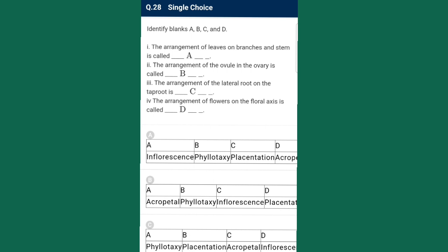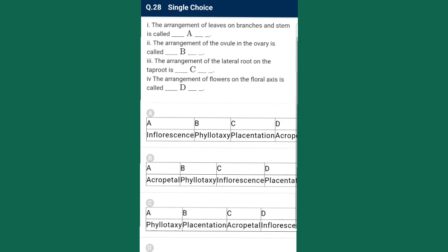See the third one. The arrangement of lateral roots on the taproot is called acropetal arrangement. Fourth one. The arrangement of flowers on the floral axis is called inflorescence. So the correctly matching option is C.